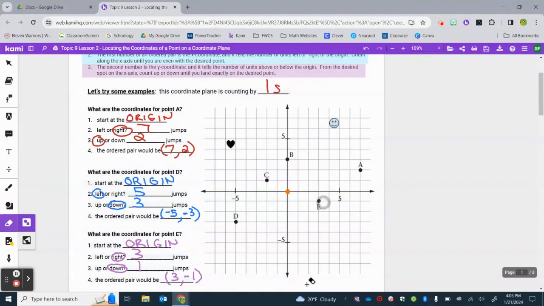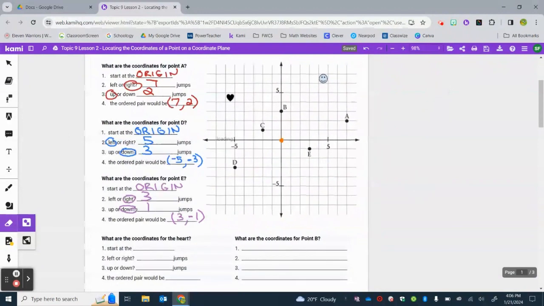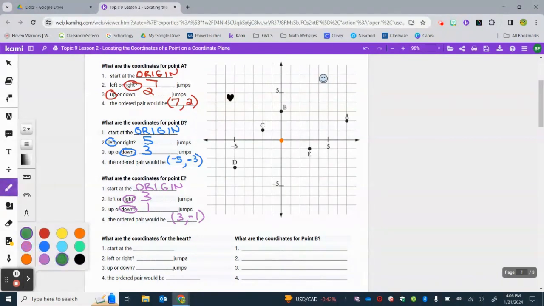If we look at the next example, we're going to look at the heart, which is up here, the black heart there. So no different than the other examples. We are going to always start at the origin. Now the heart, you may notice, is not on an exact intersection. You can see it's sitting in between, or right in the middle of, one of those squares on our coordinate plane. So we're going to have to count very carefully.